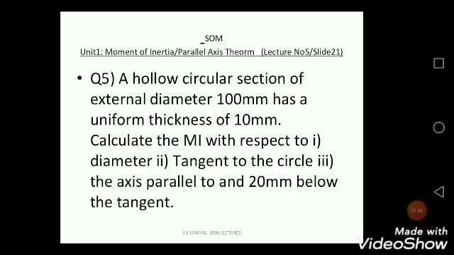What you have to determine? Number 1, you have to determine the moment of inertia about the diameter, that is, about an axis passing through the center along the diameter. This axis is known as the I-axis. If the diameter passes through the centroid and we assume it horizontal, it becomes the I-axis. So you have to find I-axis.